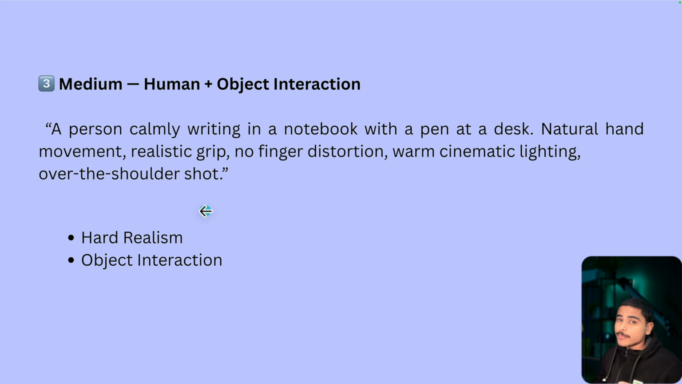Now we have a medium level prompt where we are going to test human realism and object interaction. We'll have a person writing calmly on a notebook with a pen at the desk, with natural hand movement, realistic grip, no finger distortion, warm cinematic lighting, over the shoulder shot.